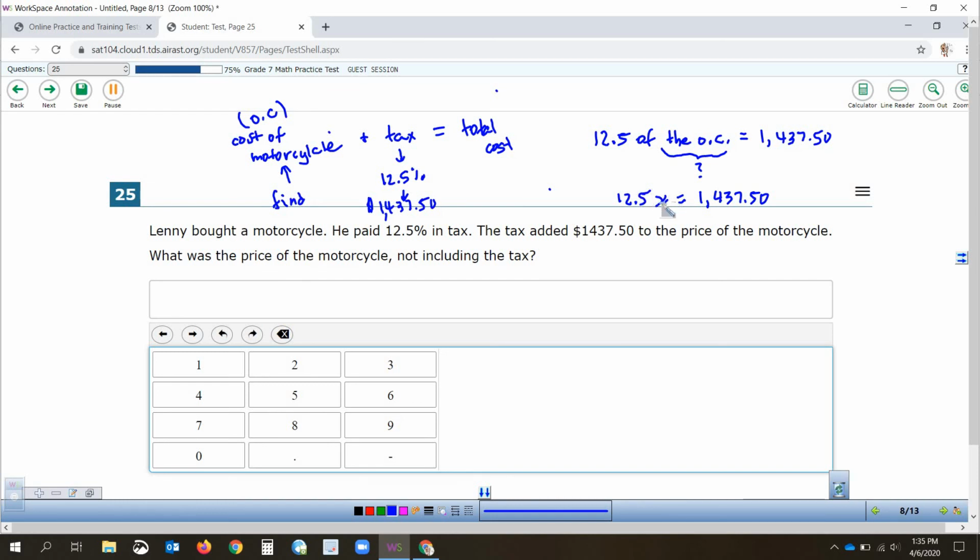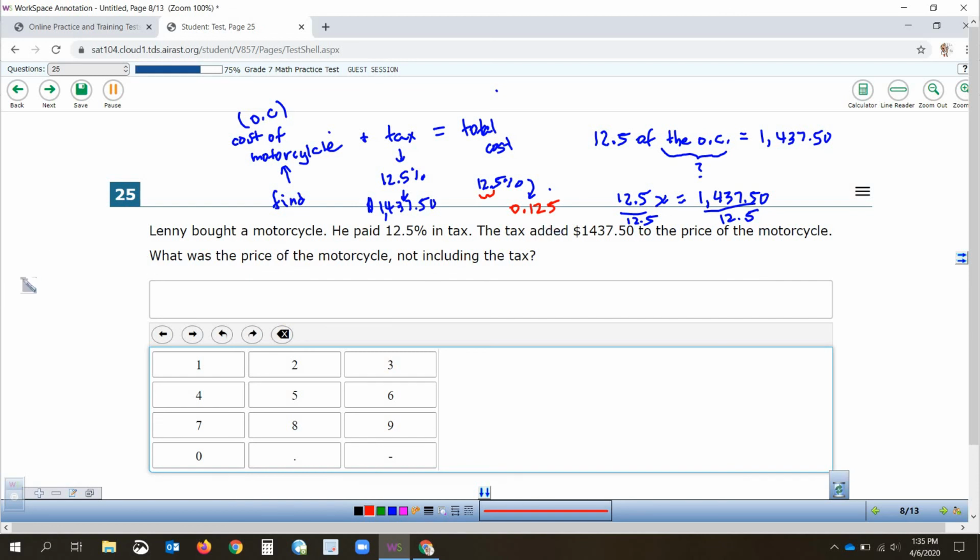So how do you solve this equation? How do you find out what that is? Well, this is a one-step equation, and the opposite of multiplying by 12.5 is dividing by 12.5. But wait a second. 12.5% needs to be changed to a decimal. When you're going to be doing math with percentages, you need to change it to a decimal. And how do you do that? By moving the decimal 2 places to the left. So 12.5% as a decimal is going to be 0.125.